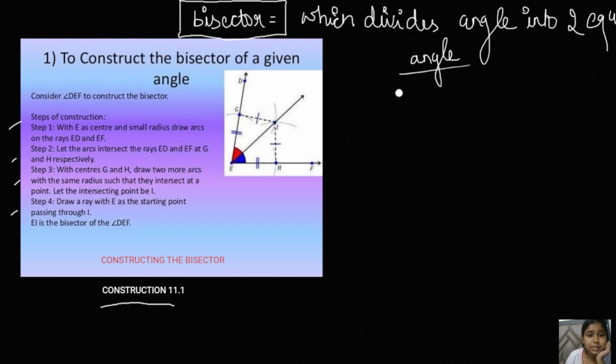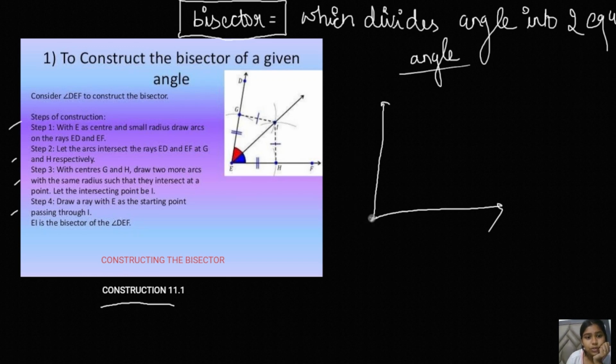Our step 1 is, with E as the center and a small radius, draw arcs on rays ED and EF. So basically E is the center. What you have to do is, with E as a center and a small radius, draw arcs on rays ED and EF.